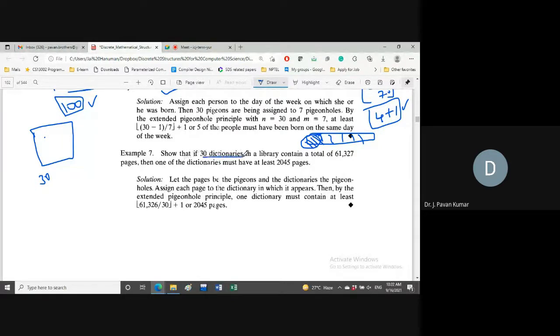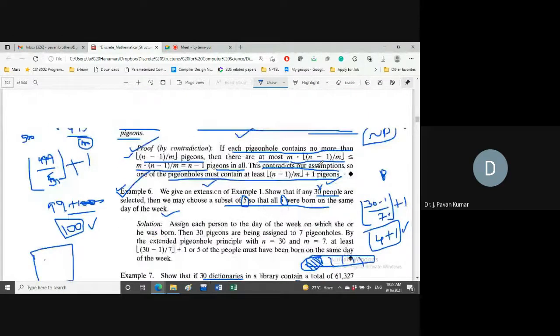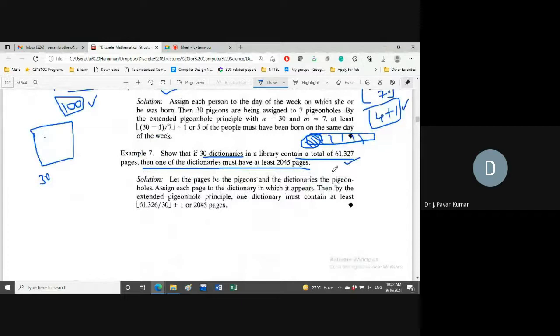Last example. 30 dictionaries in a library have a total of 61,327 pages. Then one of the dictionaries must have at least 2045 pages. This is again a substitution in this particular formula. N minus 1 is 61326, divided by m, which is 30 dictionaries, so we get 2045 pages. So there exists a dictionary with at least 2045 pages. That is just a simple substitution.